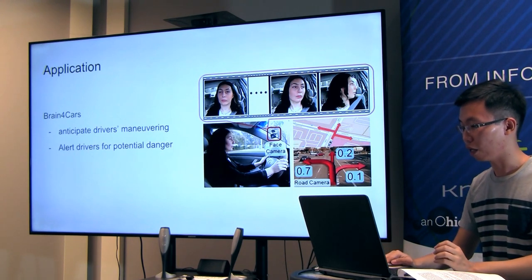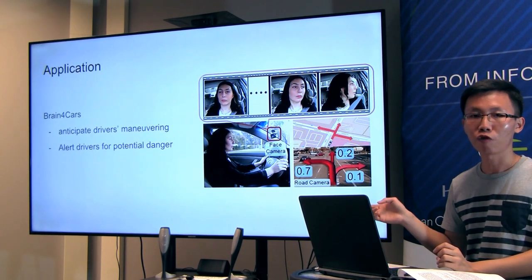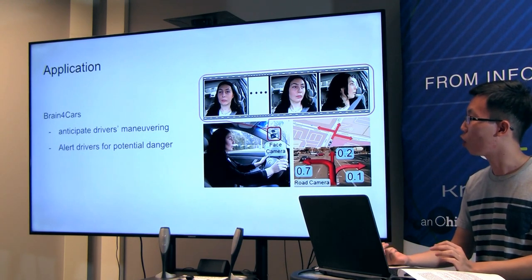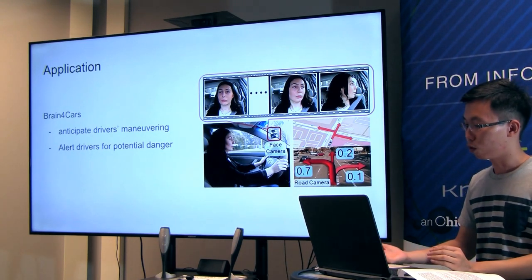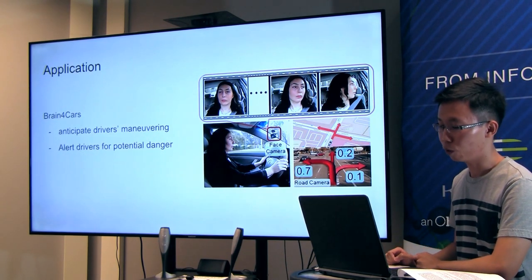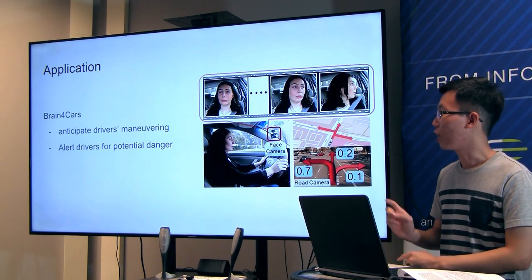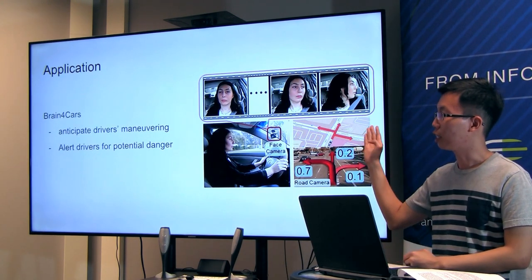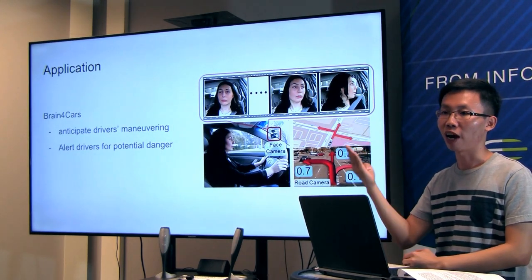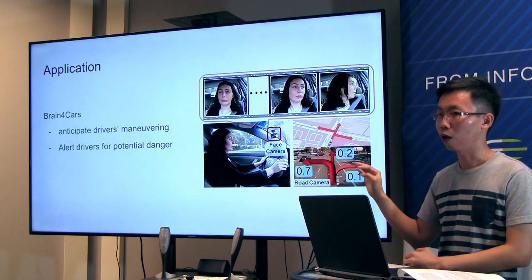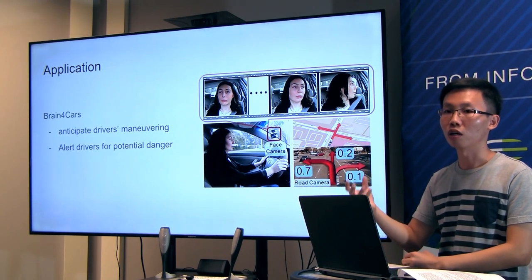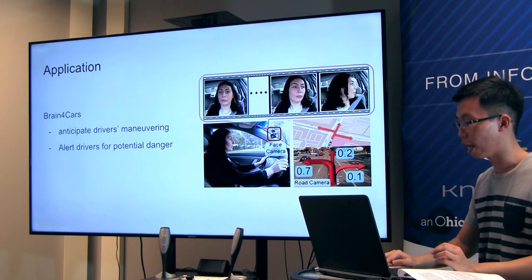So for example, this research team from Stanford University used this anticipation concept to build a classifier that can anticipate the driver's maneuvering. They termed the project Brain4Cars forecast, because when they anticipate the driver's maneuvering, when they know that the driver is going to turn right, then they would detect whether there is any potential danger on the right side. If there is, then they would alert the driver before the accident happens.